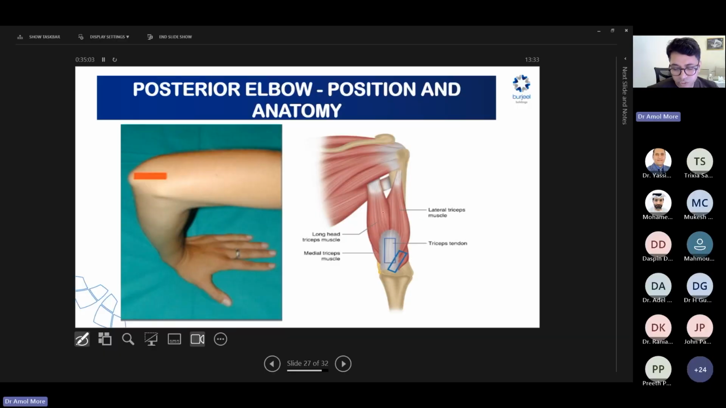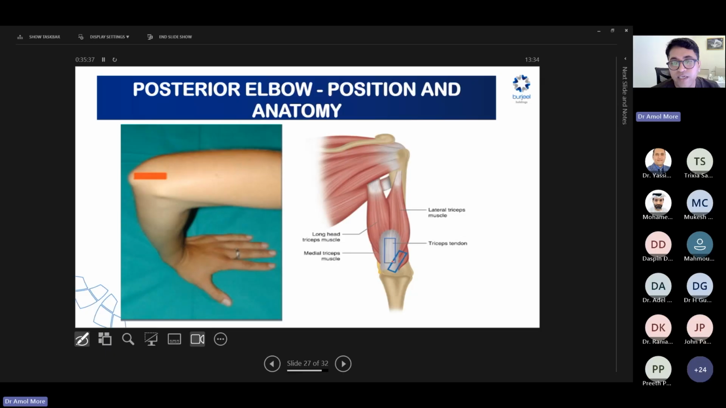Next elbow plane which we see in routine ultrasound is posterior elbow, which is again one of the commonest referrals for the ultrasound of the elbow. These are the structures. This is the probe position. This is the position which we usually give for the posterior elbow joint. Sometimes according to the comfort of the patient, you can keep the patient in lying down position, in prone position, and you can assess the posterior elbow.